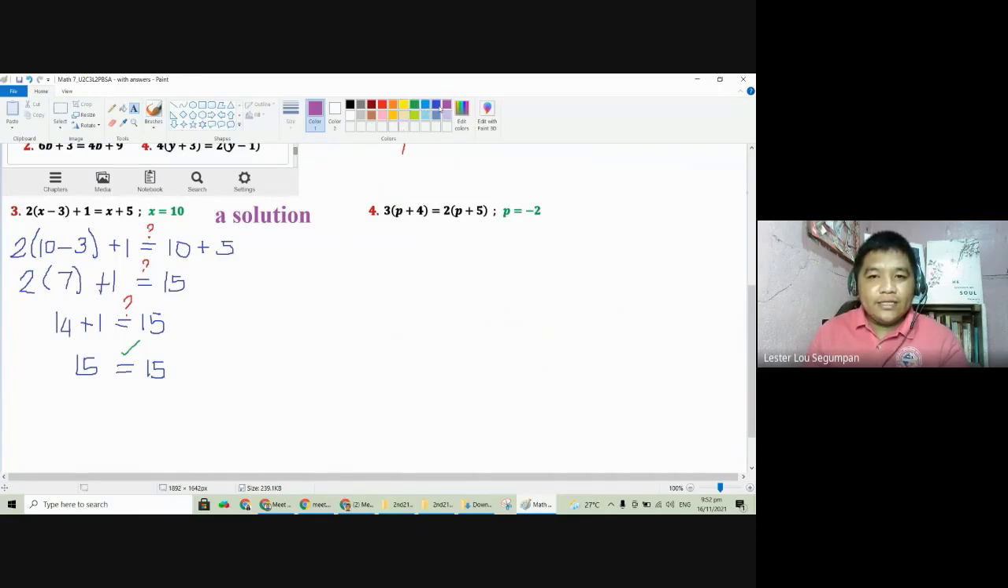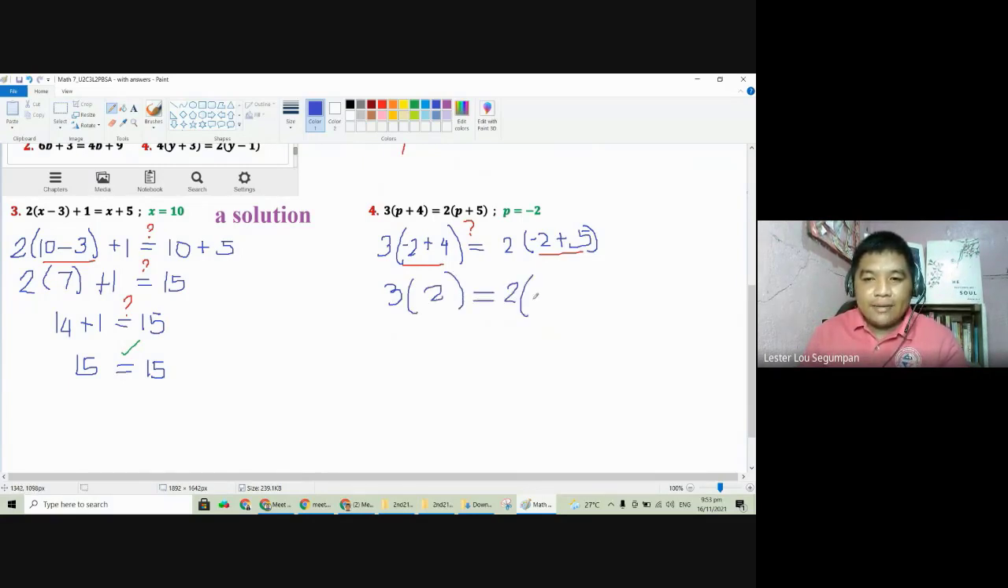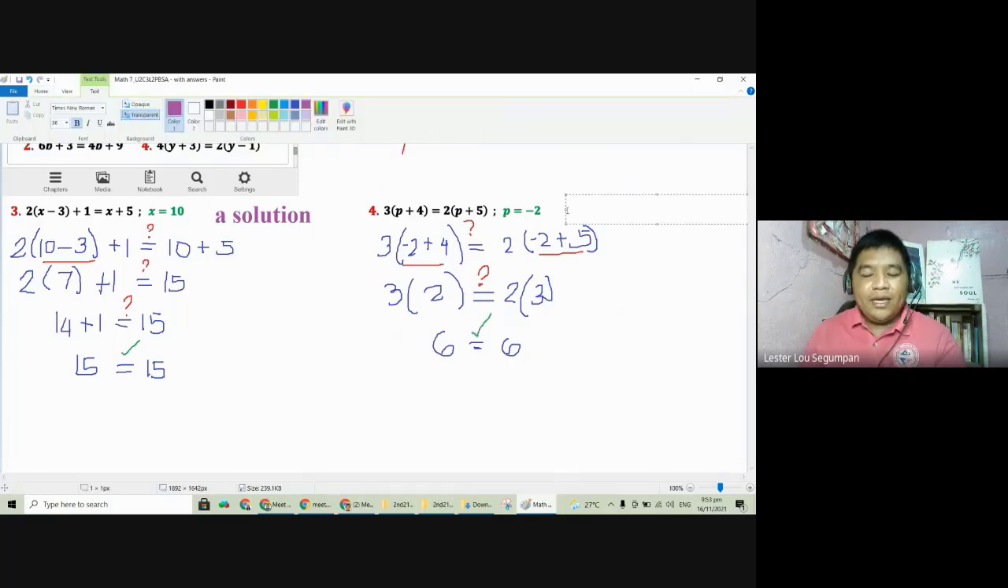As for number 4, let's do the same processes. You have 3 times the value for p, negative 2, plus 4. Is it the same as 2 times negative 2 plus 5? Question mark at this point. PEMDAS or GEMDAS allows us to add first, just like what happened in number 3, the terms inside the grouping symbol. And you will have 3 times, negative 2 plus 4 is positive 2. The other side will have 2 times negative 2 plus 5, which is positive 3. Question mark still, so that we will have our final step. 3 times 2 is 6, equal to 6. Both sides now have the same value, and you can declare that in number 4, p equal to negative 2 is a solution.